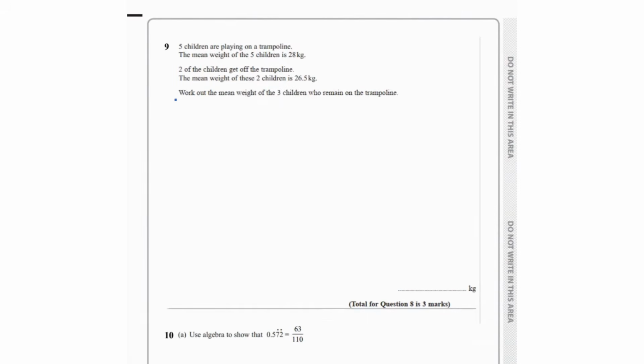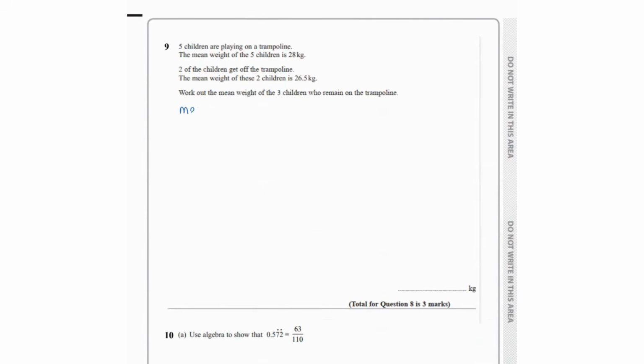Then mean value. 5 children are playing on a trampoline. The mean weight of the 5 children is 28 kgs. 2 of the children get off the trampoline and their mean weight is 26.5 kgs. We have to work out the mean weight of the 3 children who remain on the trampoline. Again, this is also one of the very scoring questions.